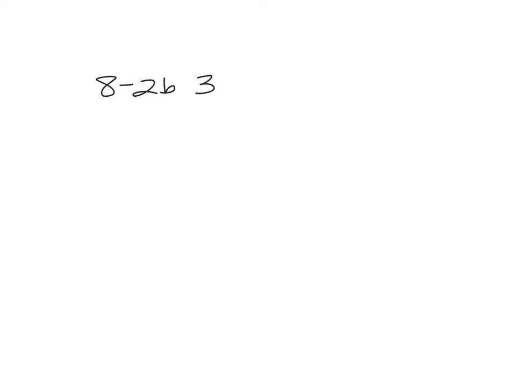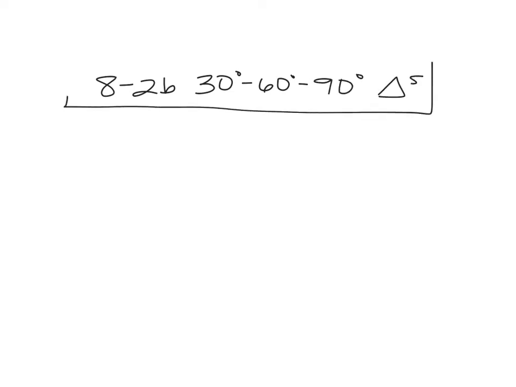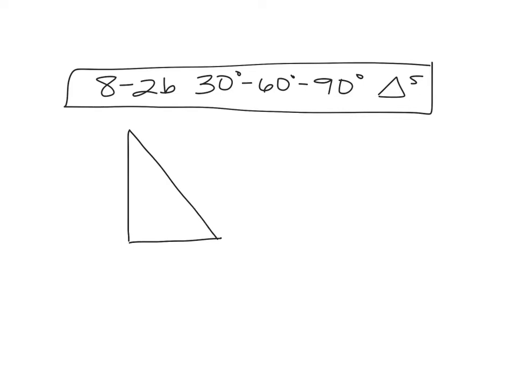Today is 8-2B, which is the 30, 60, 90 triangle. Similar to what we did yesterday with 45, 45, 90 triangles, but now your angles are a little bit different. If you think about a 30, 60, 90 triangle, you will have a 30-degree angle, a 60-degree angle, and a 90-degree angle. There is always going to be a shorter leg, a longer leg, and a hypotenuse. Your legs are not going to be the same length anymore, okay?